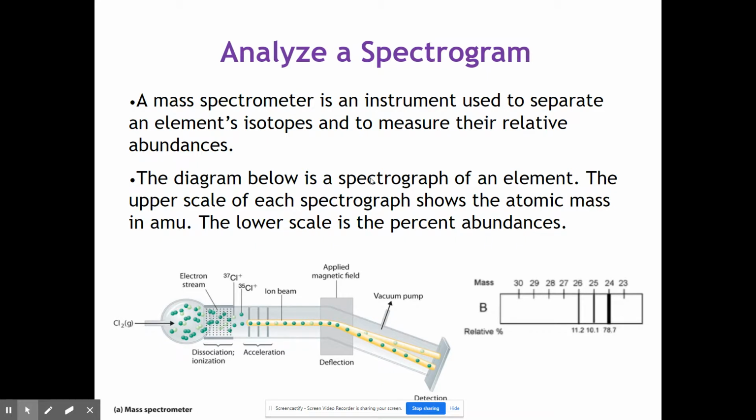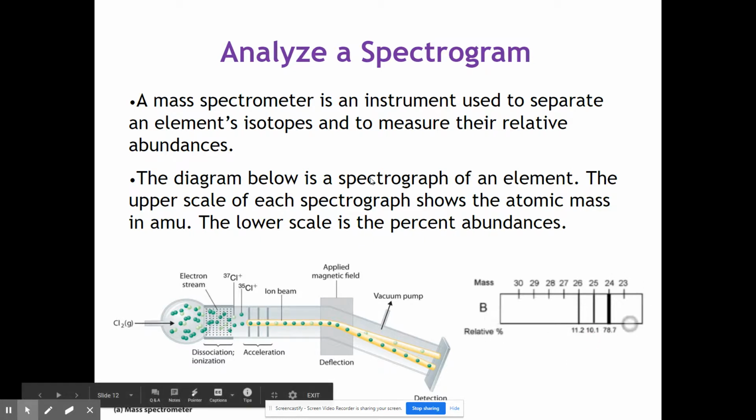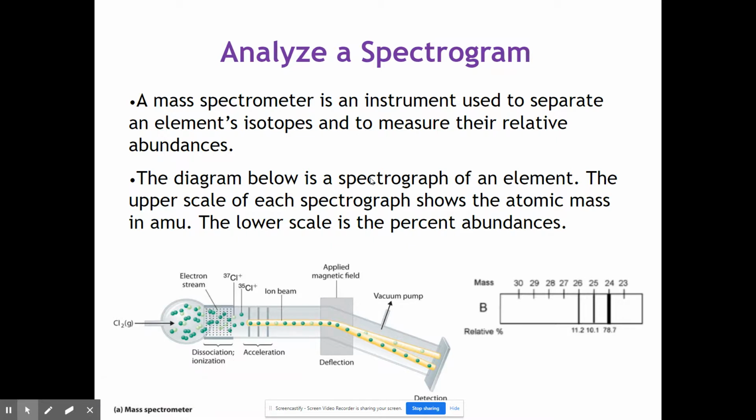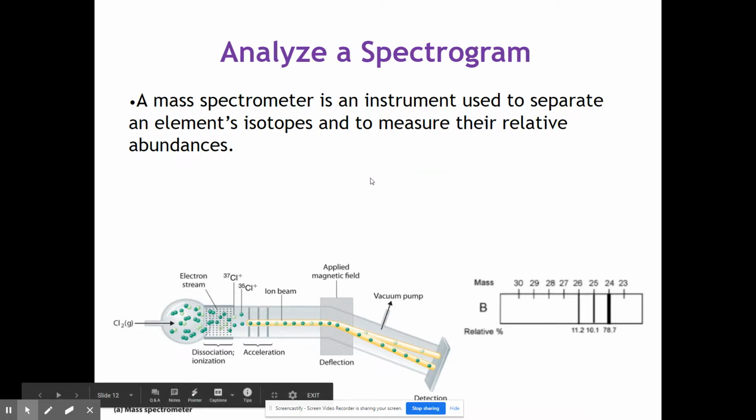Something else you need to know is how to analyze a spectrogram. A mass spectrometer is an instrument used to separate an element's isotopes and to measure their relative abundances. The diagram below is a spectrograph or spectrogram of an element. The upper scale on each spectrograph tells us the mass. Down here, the lower scale tells us the relative percent or percent abundance. We're going to use that picture to figure out the average atomic mass.